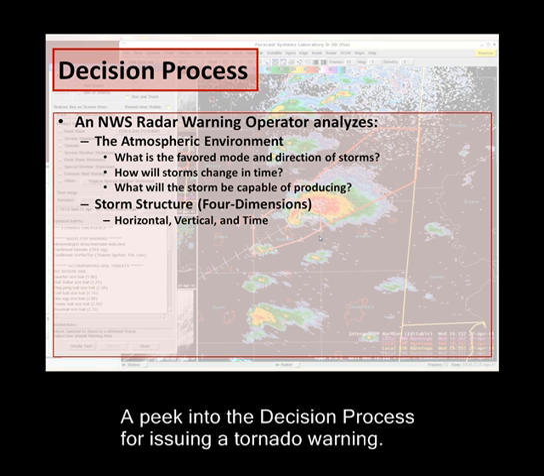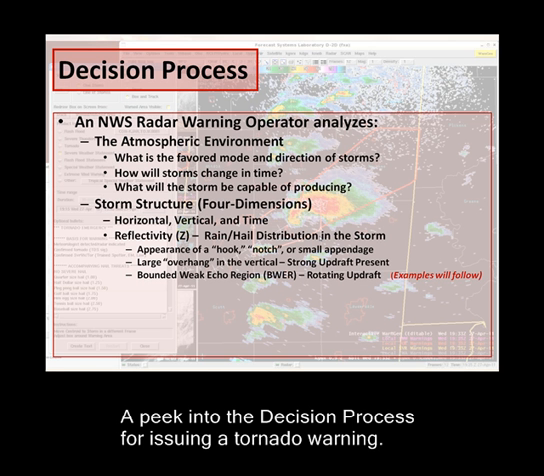Now, when storms develop, the radar warning operator will analyze the storm structure in 4 dimensions: horizontal, length and width, vertical, altitude, and in time, to see trends of strengthening or weakening motion and overall storm structure. They will do this looking at reflectivity, or the rain and hail distribution in the storm. They will look for the appearance of a hook, notch, or small appendage.